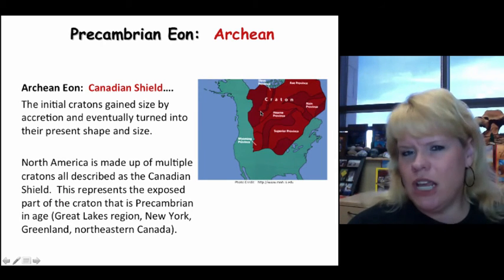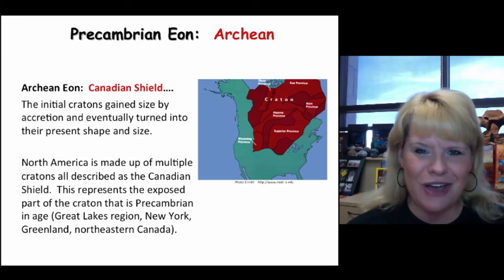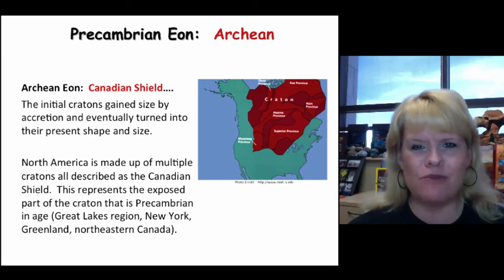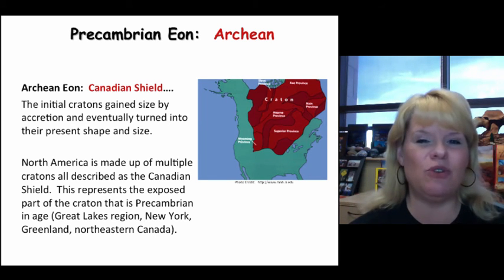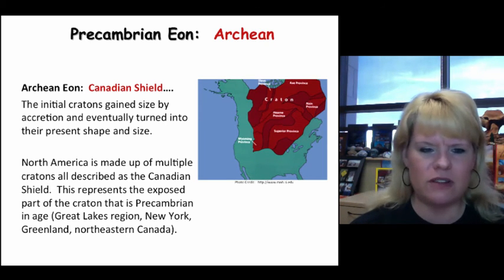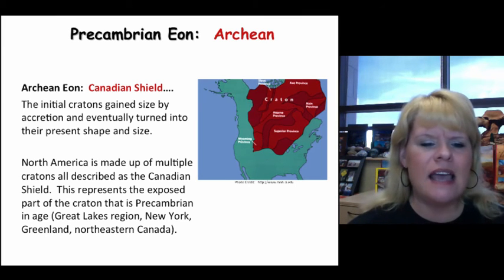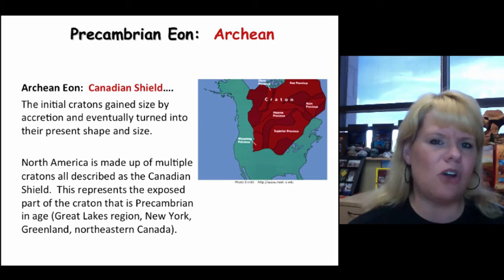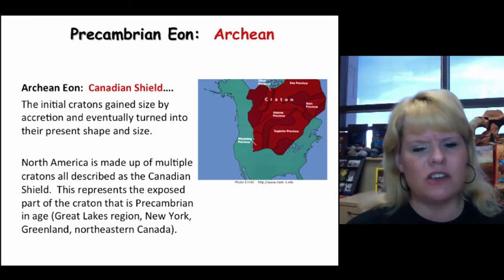Initial cratons are going to gain size because they get smashed by other things, other continents that have been rifted apart, or island arcs that come into the continents, and that's a huge theme during the Paleozoic, by the way. And ultimately, they're going to gain size. So North America is made up of multiple different types of cratons. They're all stuck together like a puzzle piece. And that is described as one big large unit known as the Canadian shield. This represents the exposed part of the craton that is Precambrian in age.